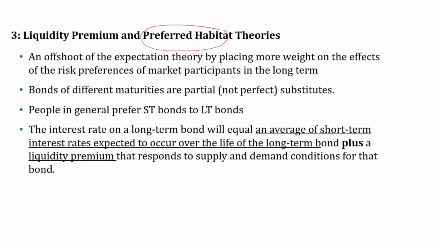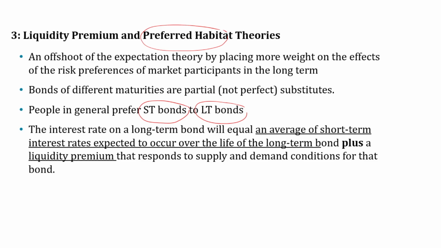So in general, people prefer short-term bonds to long-term bonds. The reason is the points that we discussed a couple of minutes before: people in general prefer short-term bonds. So in order to incentivize them to demand long-term bonds, they need some risk premium for that. That is why they need to get the liquidity premium. That is the key idea of this theorem.